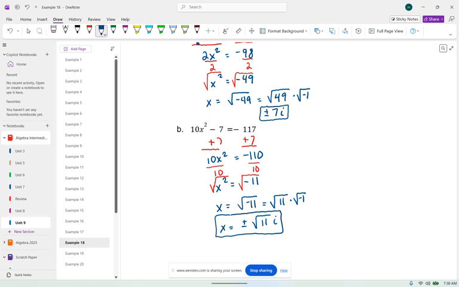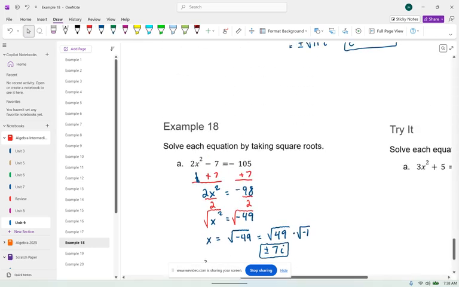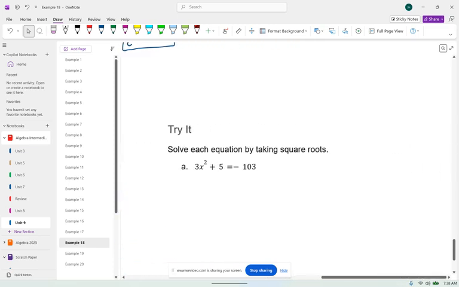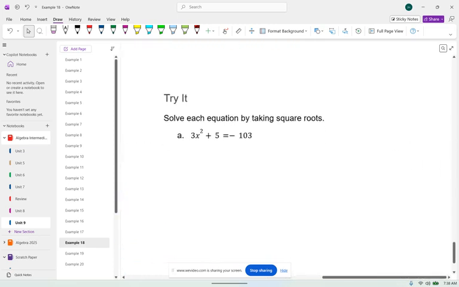Okay, so that's it. That's how you do this kind of problem, solving with square roots. And this is going to be your try it problem. So go ahead and give that a shot and think about if you have any questions. And if you do, let me know and we'll talk in class.